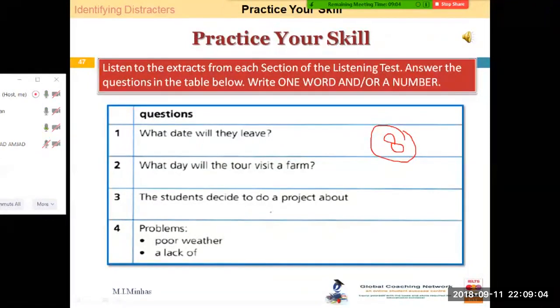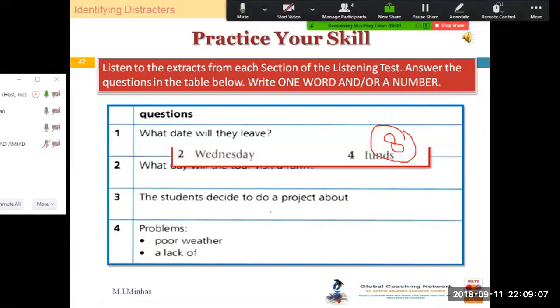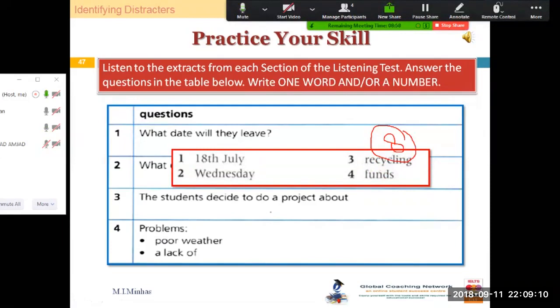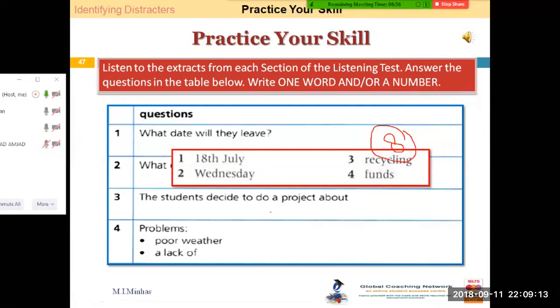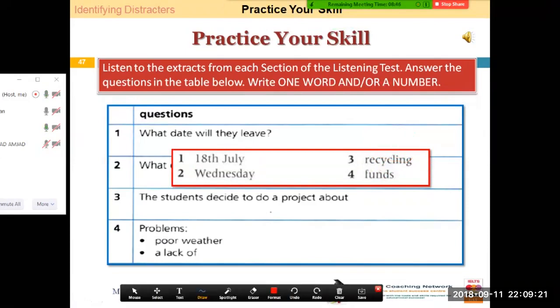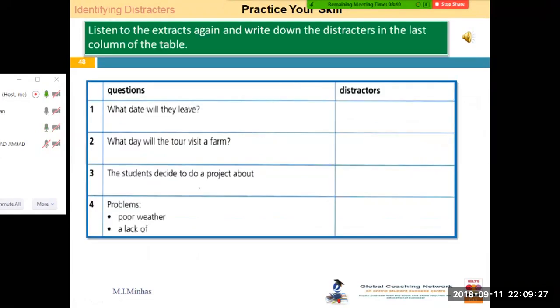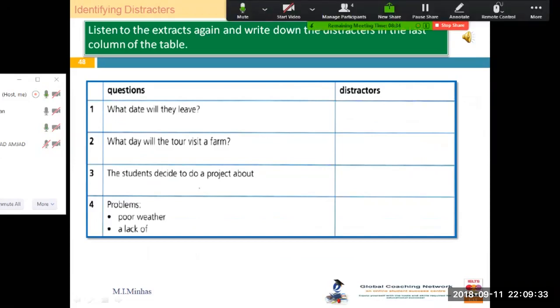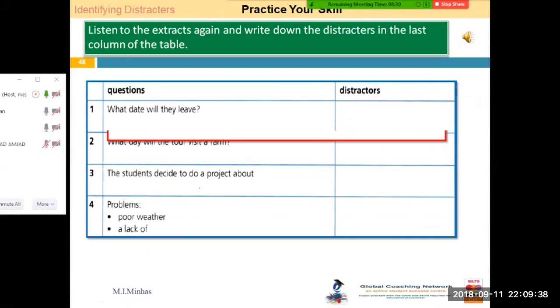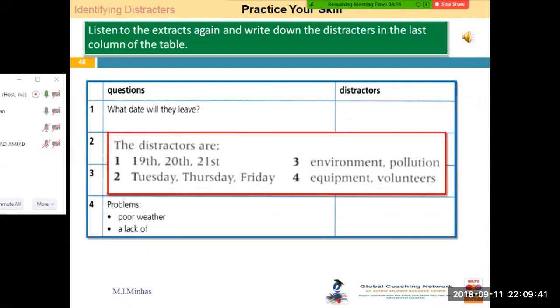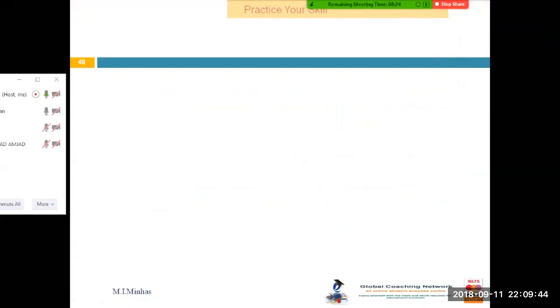Okay, so answers, I guess all of your answers were correct. 18th July, but 18 July is perfectly fine. Then recycling, Wednesday with W capital, and then funds. Now, let's move forward to the next exercise. Here, listen to the extract again and write down the distractors in the last column. So we don't need to write down these distractors. We already know there were 3 dates mentioned, 21st, 19th, 18th, or something, 20th and 19th, but the correct answer was 18th. So similarly, Monday, Tuesday, whatever, multiple days were mentioned, but only this one was the answer.